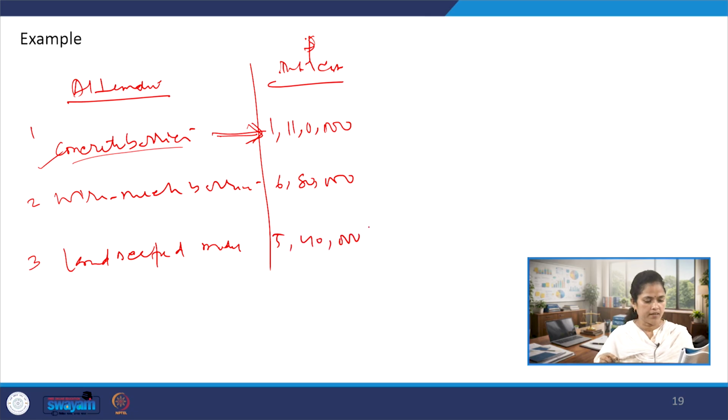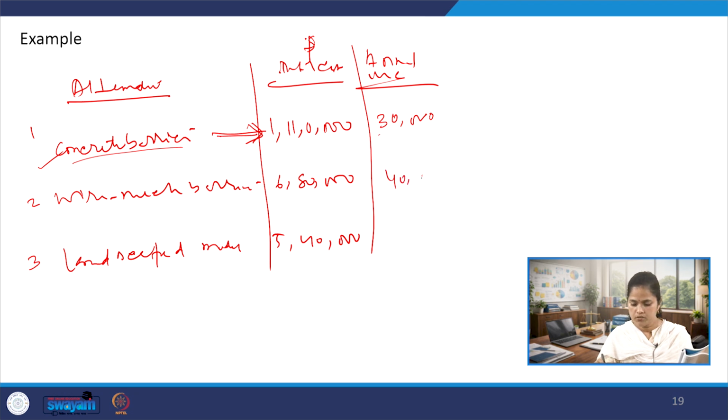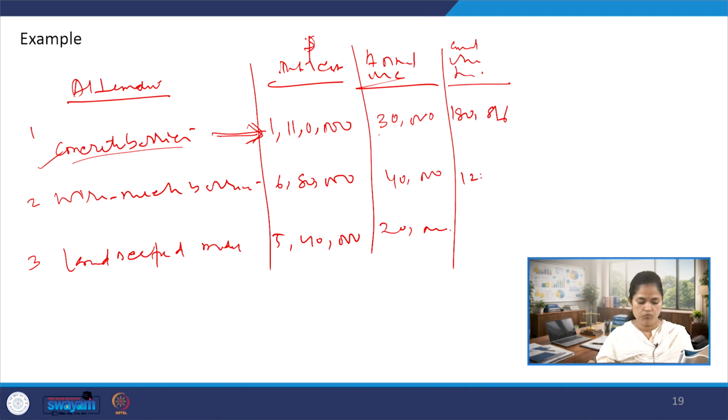Given this data, we can also find some other costs, like the annual maintenance cost. For the three options, it is 30,000, 40,000 and 20,000. Moreover, the annual uniform cost at 6 percent rate is also mentioned. For the first one it is this much, for the second one the figure is 92, and for the third one it is 300.